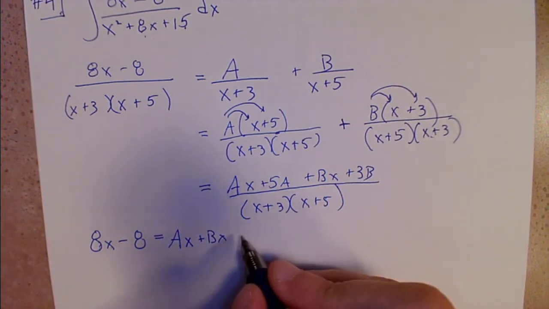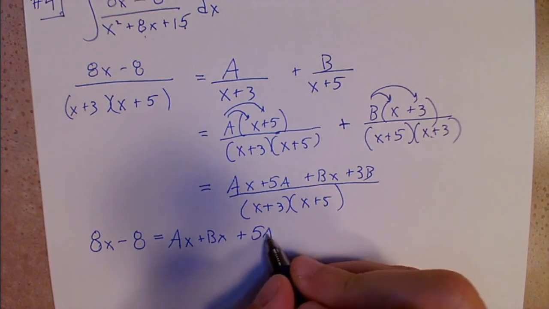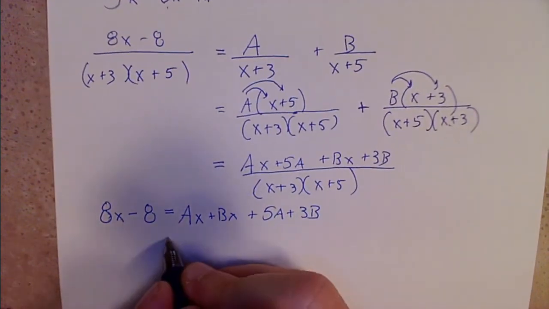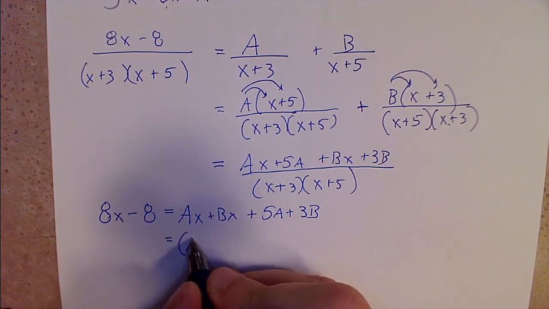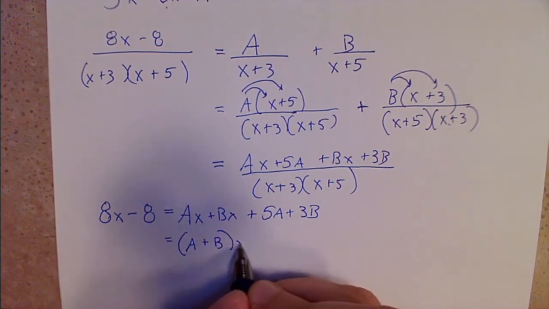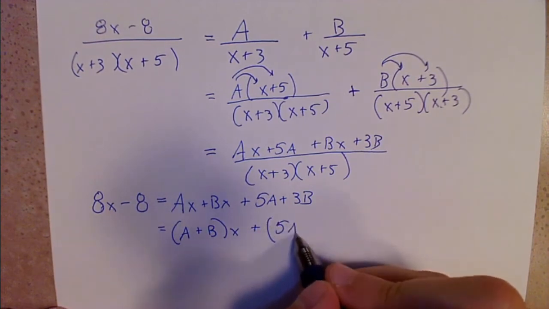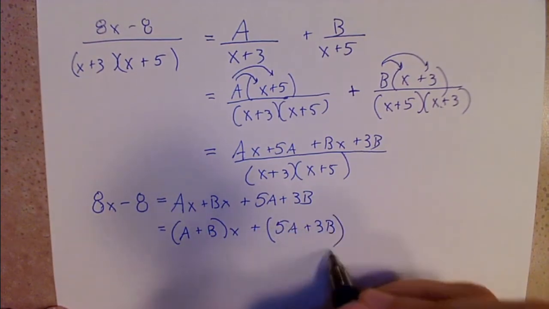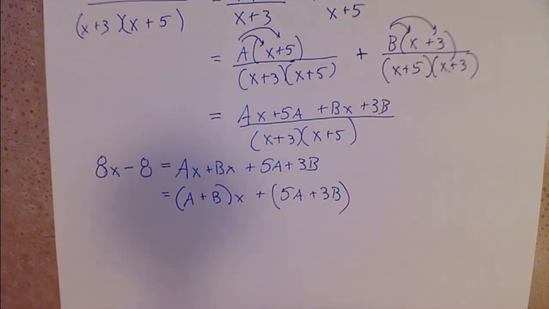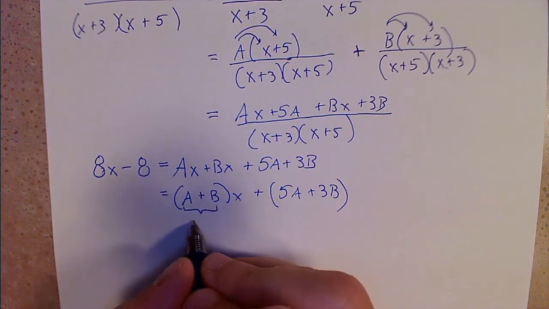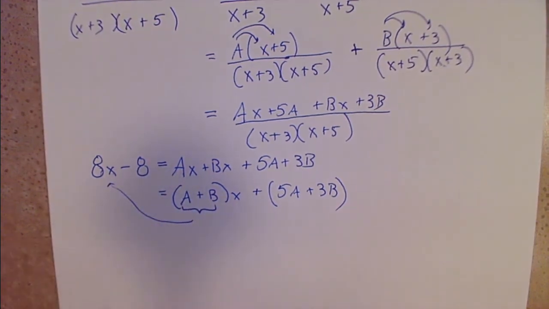We'll get to that in a bit. The constant coefficients are 5a plus 3b, like so. So when I want to compare these things, I'm going to factor out an x from here, a plus b times x. Here's my constant coefficient, 5a plus 3b. And if I have any hope of these things equaling one another, then this a plus b had better equal 8, because it's a thing times x, a thing times x. Those two things had better equal one another.